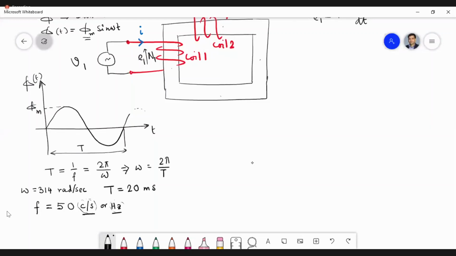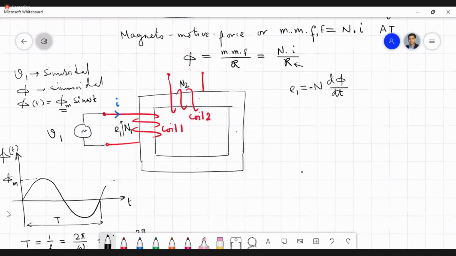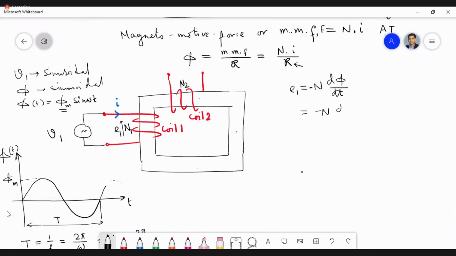So that means it is clear that as our frequency is 50 hertz, the waveform which we get at our end has a time period of 20 millisecond. Okay, and the omega becomes 314 radian per second. So this is how we are defining the flux, which is the time varying quantity. So if we now substitute the value of the flux here, it will be phi m sine omega t.